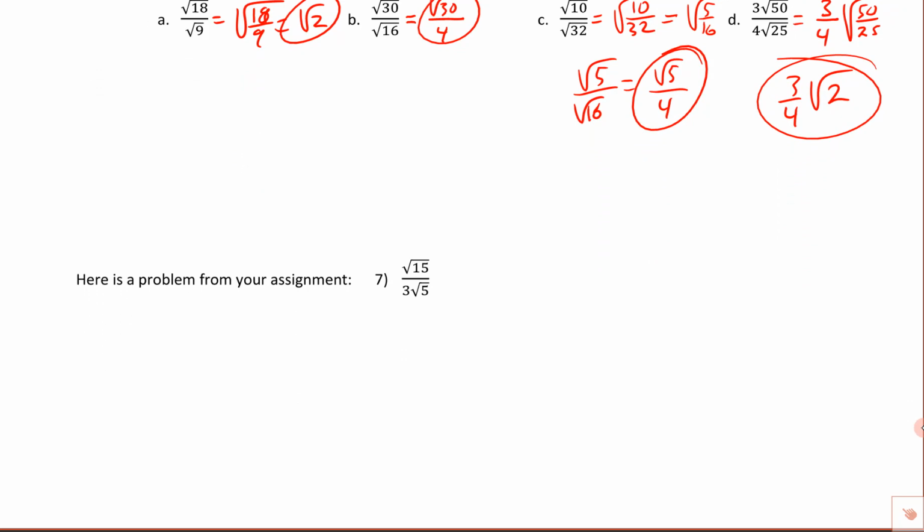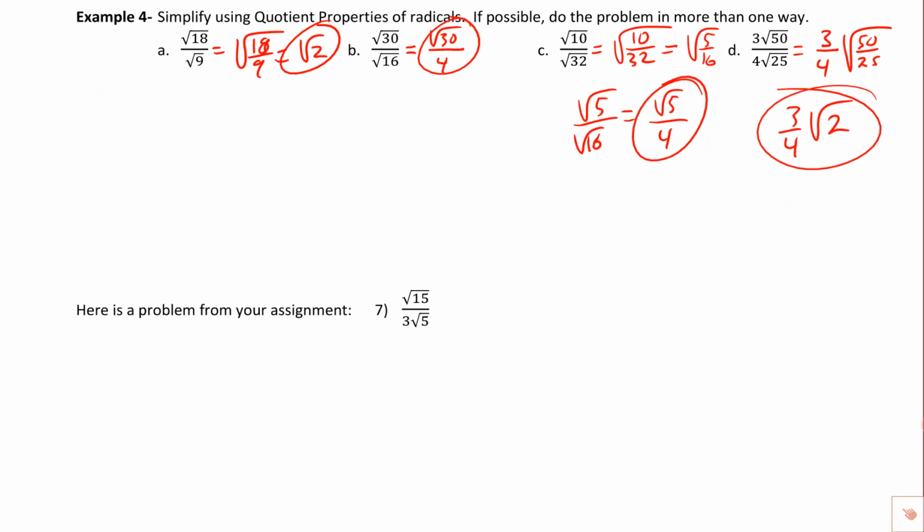So this is problem number 7 from the assignment. We'll take a look at that one there. On this one, looks a little bit different than the ones that we've had before, but again, you'll notice that this would be radical 3 times 5, and this would be 3 times radical 5. Now, I'm going to leave that there for just a second, but you'll notice that I can't simplify either one of those. There are no pairs of factors.